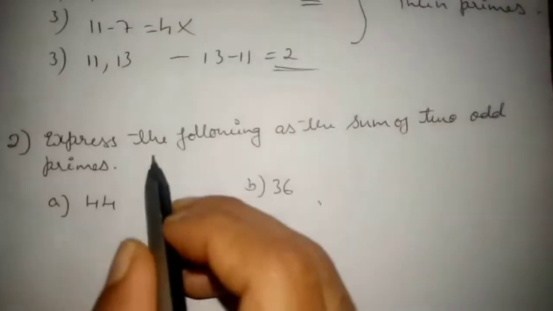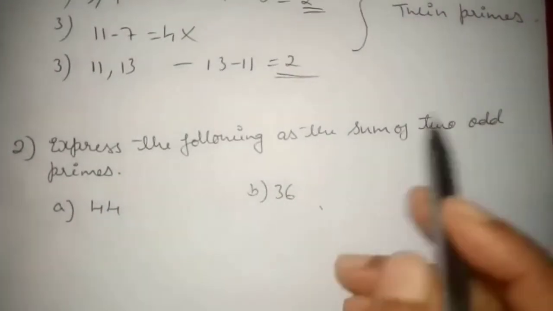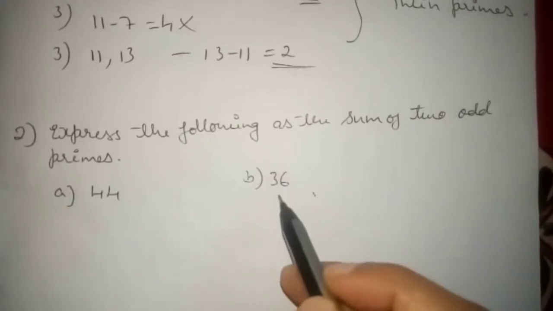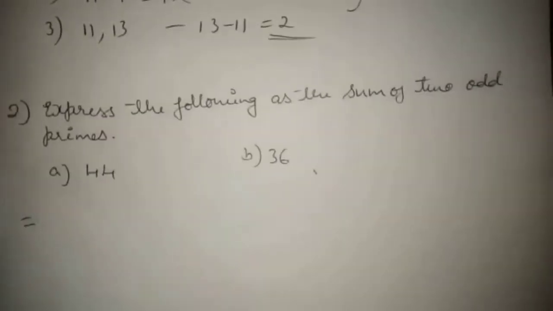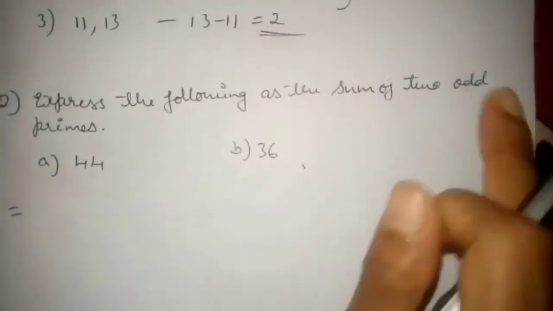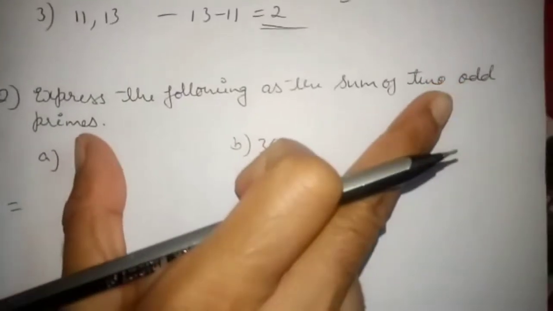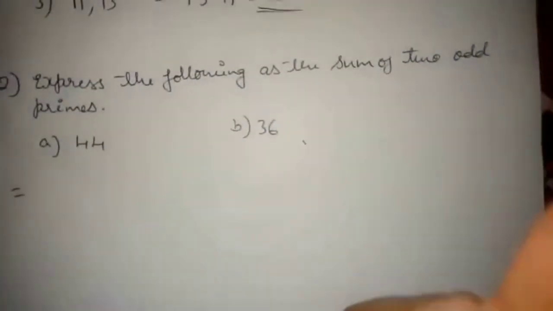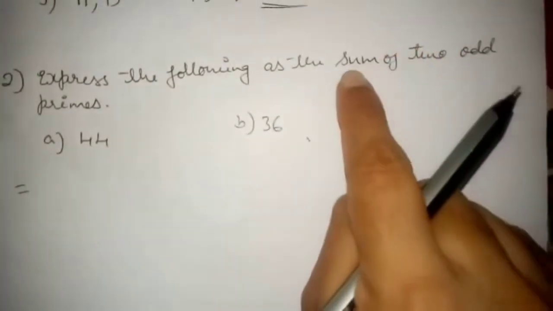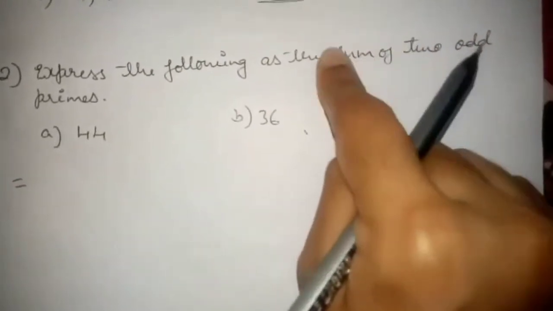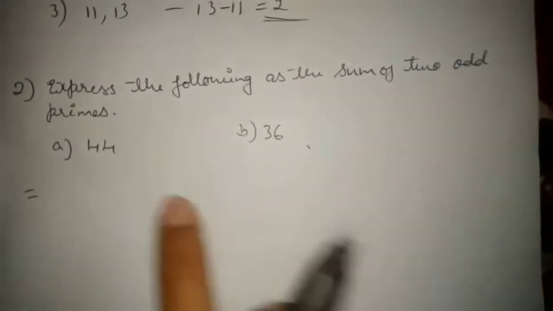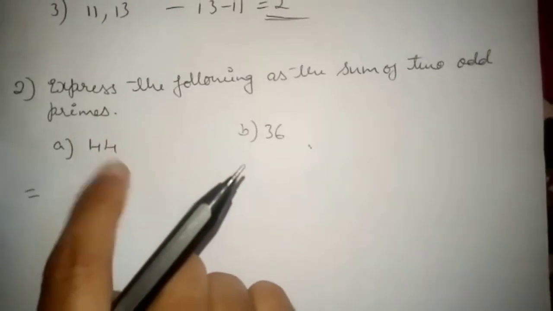Second question, express the following as the sum of 2 odd primes. First one 44, second one 36. So what you have to do here is write this 44 as the sum of 2 odd primes. Odd primes means, as I said, only 2 is the even prime, and the rest of them are all odd primes. Sum means addition of 2 odd primes. When you add 2 odd primes, you should get 44. You have to find out those numbers.